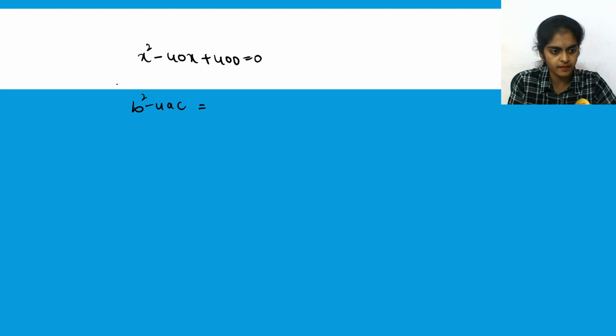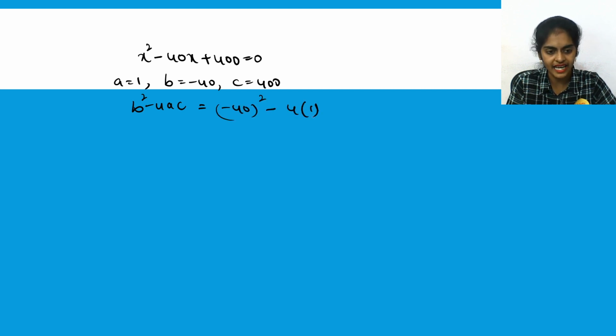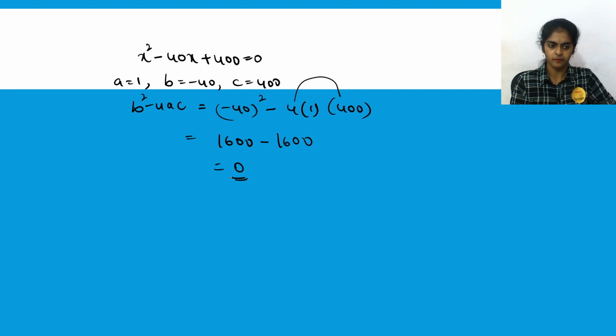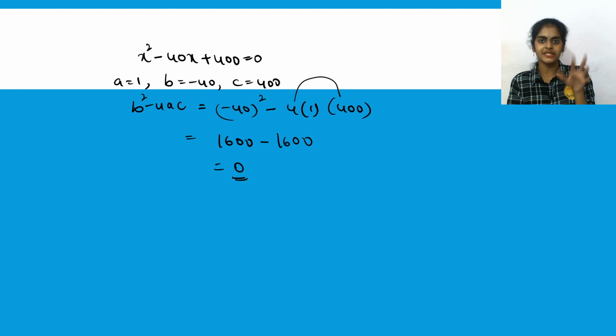Okay. So, discriminant here, a value is 1, the x square coefficient, b is minus 40, c is 400. So, b square is minus 40 whole square, minus 4ac. So, how much are you getting here? Minus 40 whole square is 1600, minus 4 into 4 is 16 and you have 1600. So, here discriminant is equal to 0 you are getting, which means your x value will be the same. You will have equal roots, right?